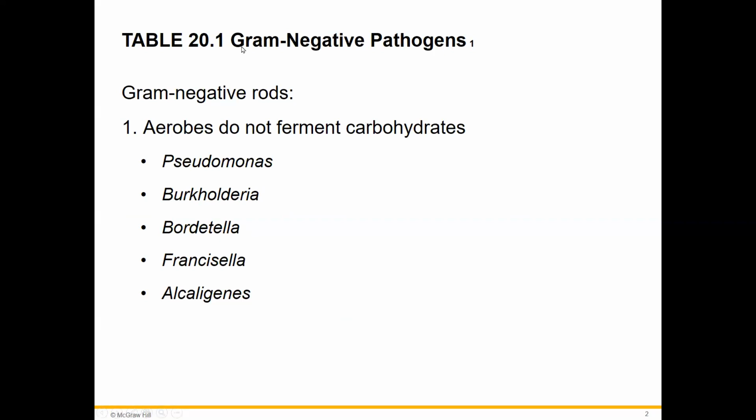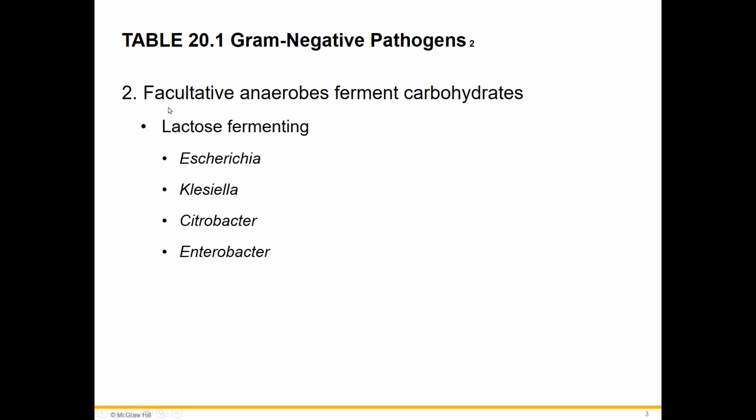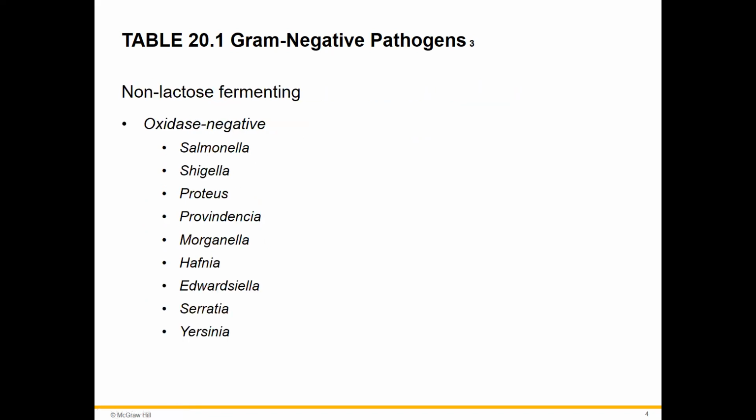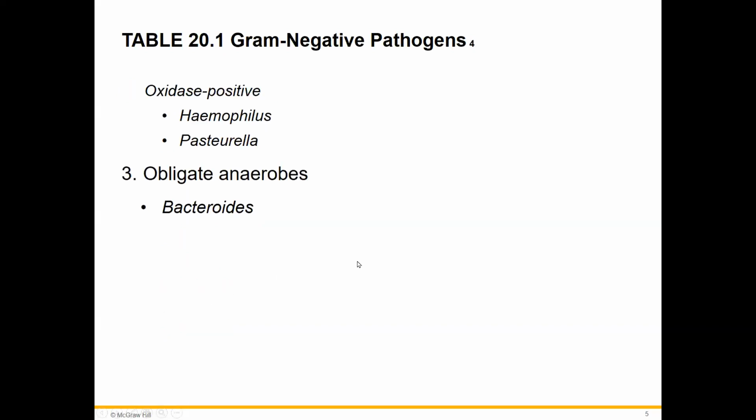These are kind of a flow sheet to help you differentiate things. So if this helps you, great. Gram-negative rods, these are aerobes that do not ferment carbohydrates. So Pseudomonas, Bordetella, they fall in these categories. These are facultative anaerobes that ferment carbohydrates. So these ones like lactose, E. coli, Klebsiella, Citrobacter, and Enterobacter. Non-lactose fermenting, we can see a whole host that we're going to get into, really Salmonella, Shigella, Proteus, Serratia, Yersinia, and then Haemophilus and Pasteurella will be our last two that we'll look at.